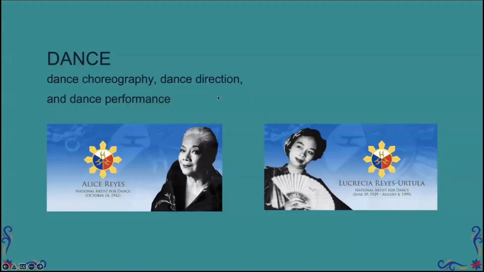So the dance class: dance choreography, dance direction, and dance performance. These are the artists who won the award, National Artist for Dance. This one is still alive. This one is the National Artist for Dance also, but she's dead already, though she was able to leave a legacy. So that's dance as an example of non-traditional art.